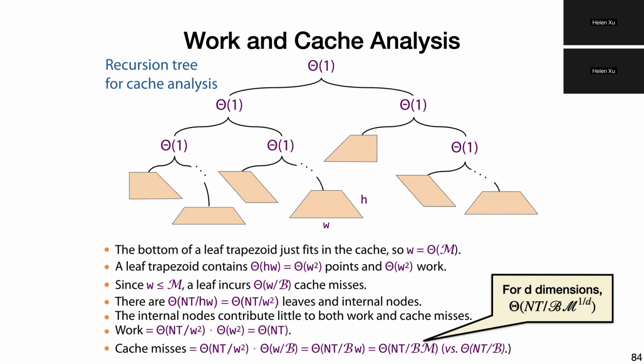So how are we going to argue about this work and cache misses? Well, in a similar way. The way that all of these arguments go is you count the number of leaves and you count the work per leaf and you multiply them. And for cache misses, often it takes a little bit more machinery to figure out both the number of leaves and the cost per leaf. But for work, it's more straightforward.